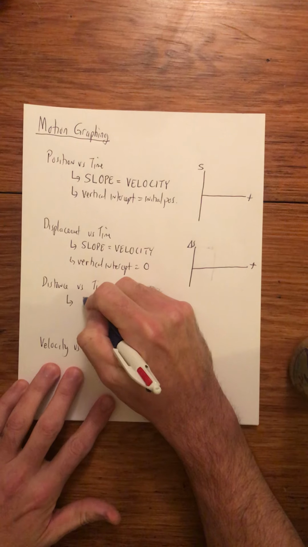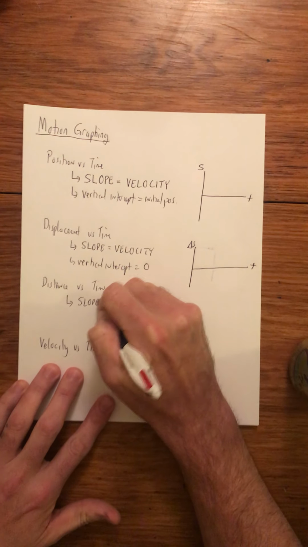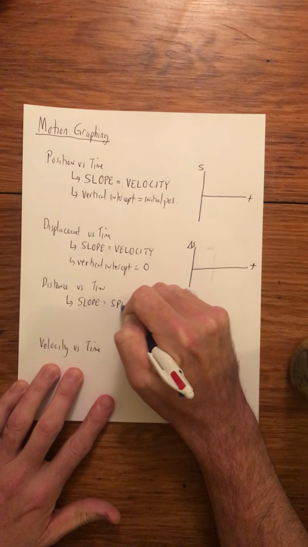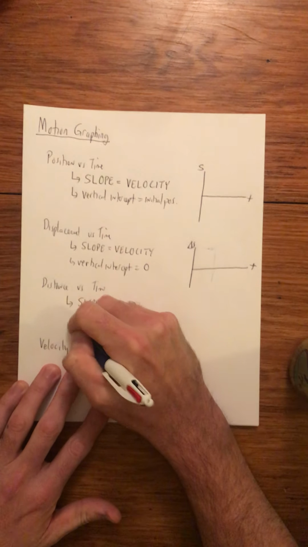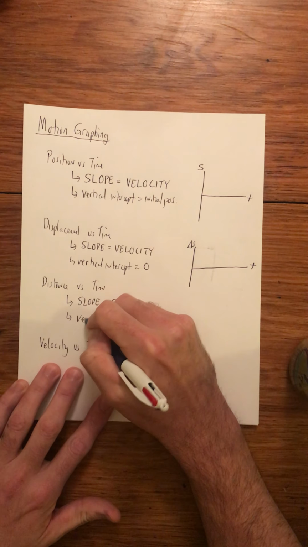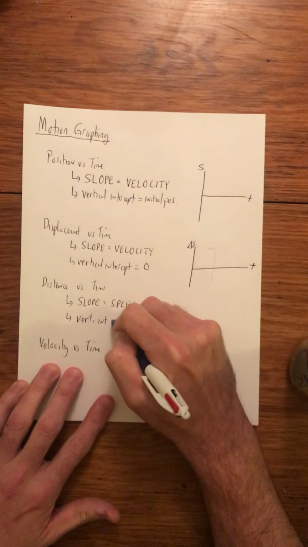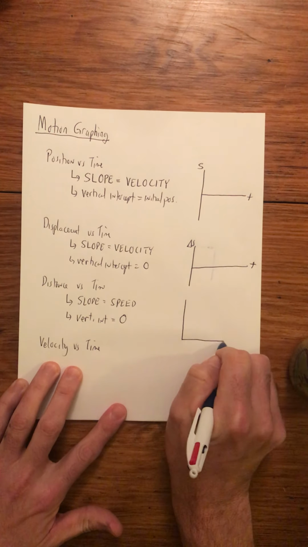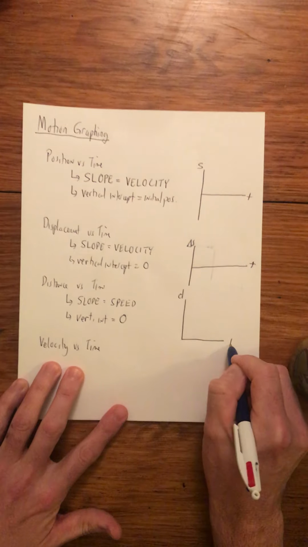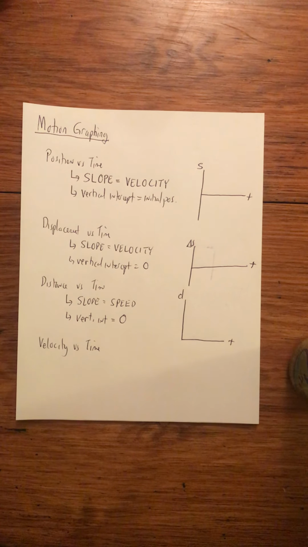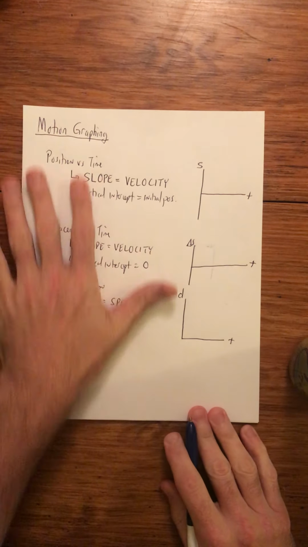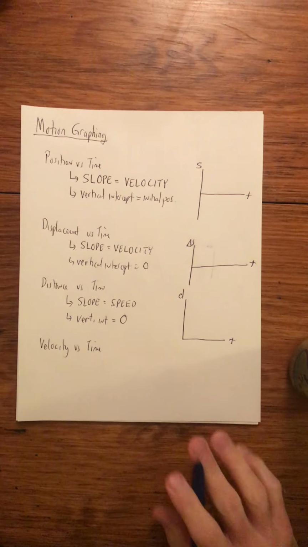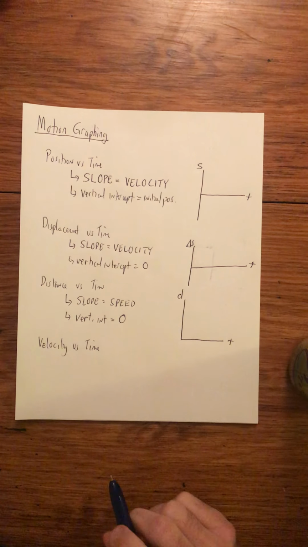Distance versus time. The slope here was going to be the speed, right? And once again, the vertical intercept was equal to 0 always, because on a distance versus time graph, after 0 time, I have not traveled any distance. All right, and so that's the basics with these. We're gonna go into a little bit more depth in just a minute on those.